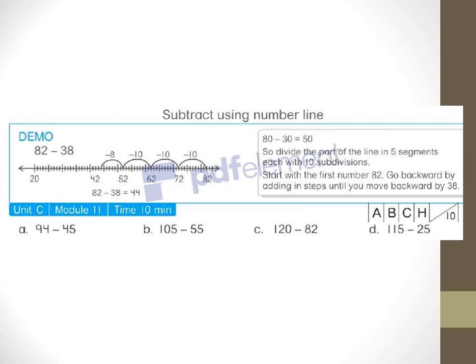Now, in module number 11, we have to subtract bigger numbers. Look at the demo, 82 minus 38. So, we start from 82. Then we subtract 3 tens. And then we subtract an 8. This is 42. And 2 steps to the right hand side of 42, the line ends. That means our problem ends, calculation ends. So, 2 steps to the right hand side of 42 is 43, 44. So, 44 is the answer.